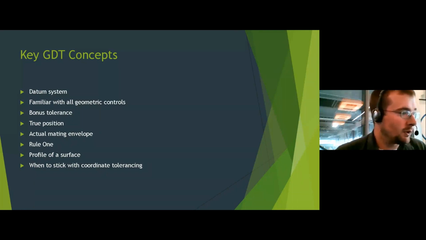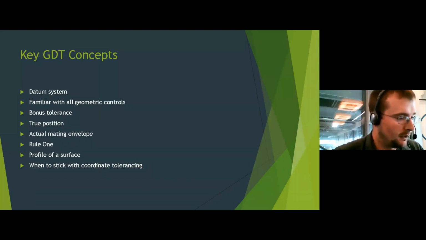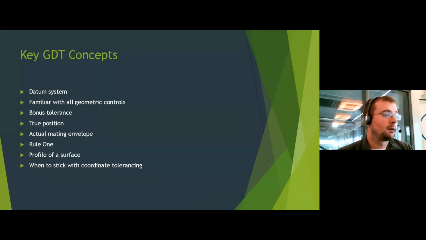And when is it important to use coordinate tolerancing? GD&T is not necessarily the answer. You don't have to use it, it's not everything. It's used for fit, form, function. If something is non-critical for fit, form, function, then coordinate tolerancing may be applicable, and you need to know how to work with both.